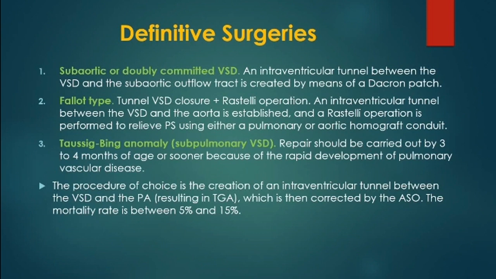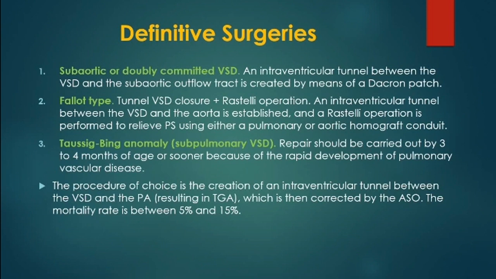Or it may be more complex by tunneling the VSD by intraventricular tunnel between the VSD and subaortic flow, and doing a Rastelli procedure, which is using a pulmonary homograft or valved conduit between the right ventricle and the pulmonary artery to bypass the pulmonary stenosis.